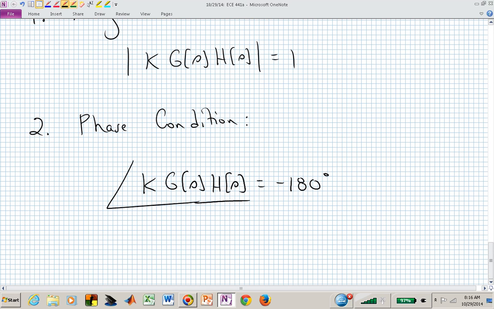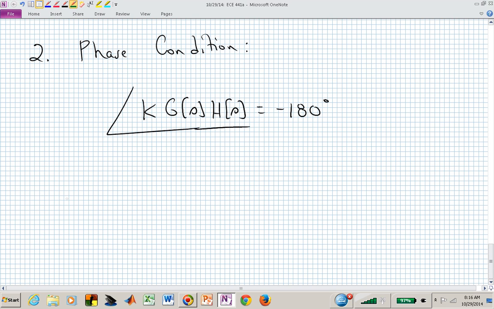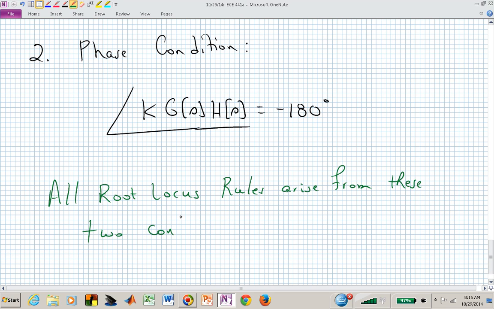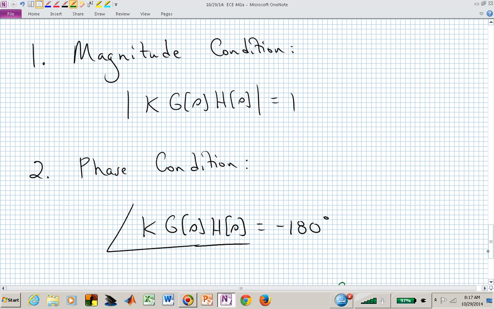And all of these rules that we are developing for the root locus, all root locus rules arise from both of those, or either of those two conditions, or the combination. All root locus rules arise from these two conditions: the magnitude condition and the phase condition.